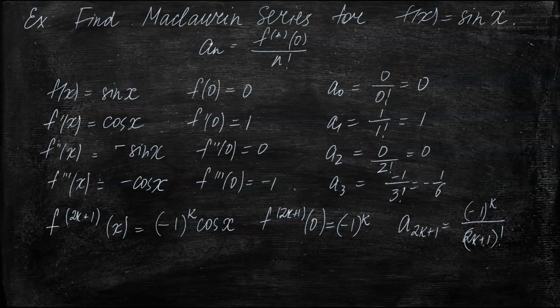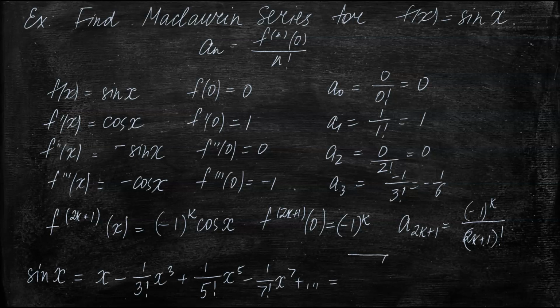Meaning that sine of x can be expressed as x minus 1 over 3 factorial x cubed plus 1 over 5 factorial x to the 5th minus 1 over 7 factorial x to the 7th, and so on. Or in general, it can be expressed as the sum, k goes from 0 to infinity, of negative 1 to the k over (2k plus 1) factorial times x to the power 2k plus 1.